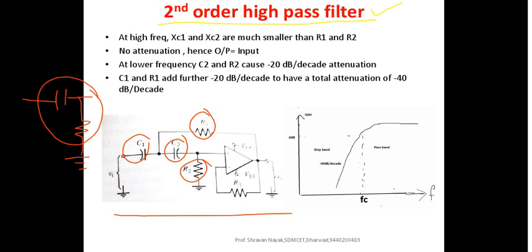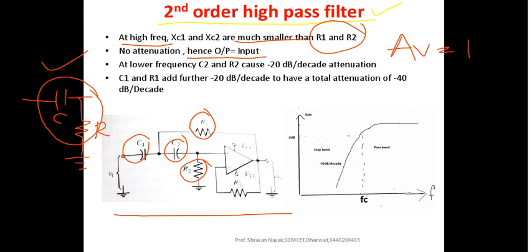At higher frequency, XC1 and XC2 are much smaller than R1 and R2 by virtue of their positions with respect to R1 and R2. The capacitors have now come in series, unlike they were in parallel in the low pass filter. So at higher frequency, XC1 and XC2 are going to be much smaller than R1 and R2. Therefore, you will not have any attenuation at the output. So your output will be simply the input with approximately gain equal to 1. But at the lower frequency, right?